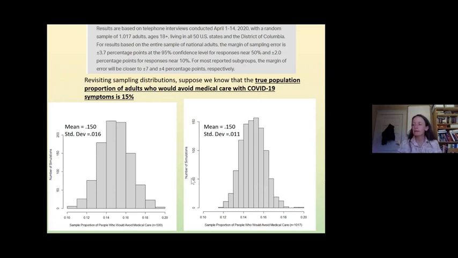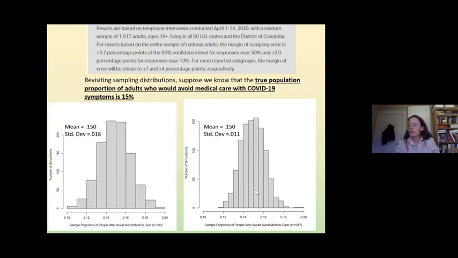Well, here on the left, if I only sampled 500 people, I get sample proportions that range from 10% to 20%, but they're basically centered at that 15%, right? And that bell-shaped curve that we talked about. Now, if I increase my sample size to 1,017, just like the Gallup poll did, I am still centered at 15%, but now the variability in my distribution has come in a little bit.